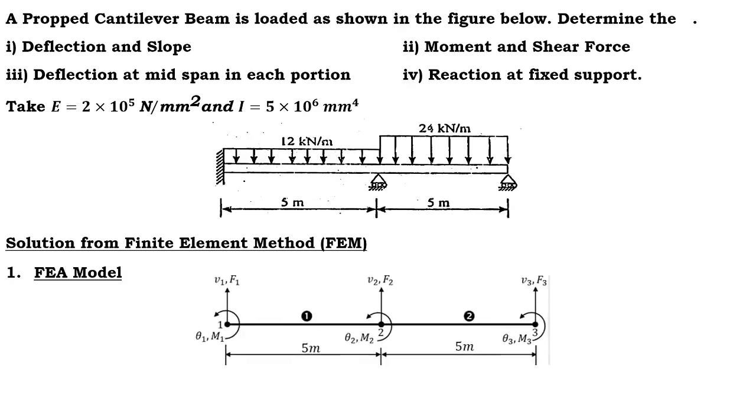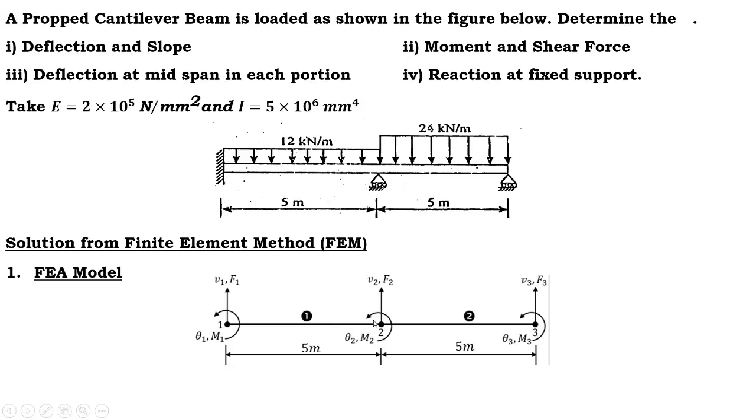So here we need to consider two beam elements, because this is the beam which is subjected to two different UDL loads. One is 12 kilonewton per meter, another one is 24 kilonewton per meter. Therefore we are going to consider two elements here, of 5 meter length each.